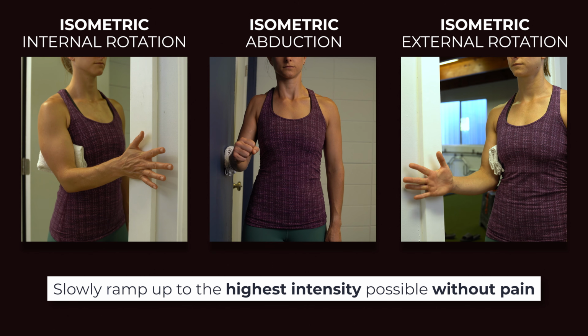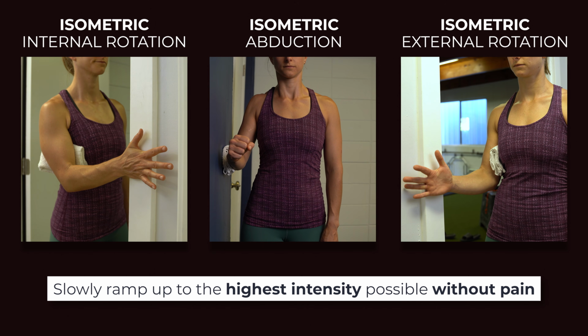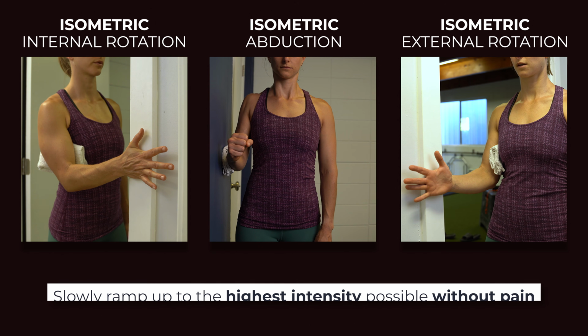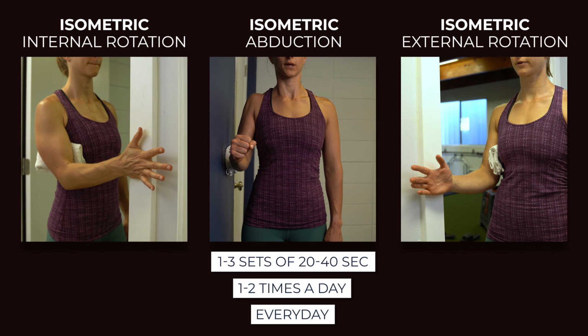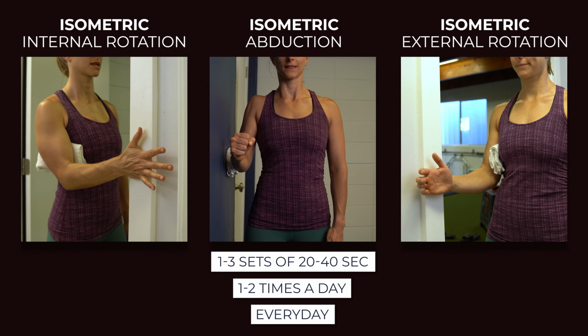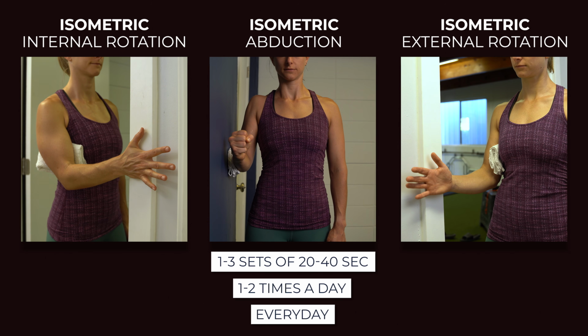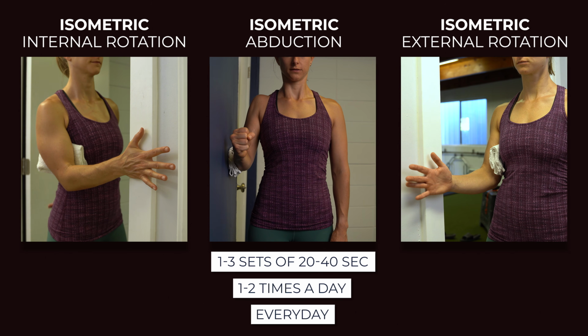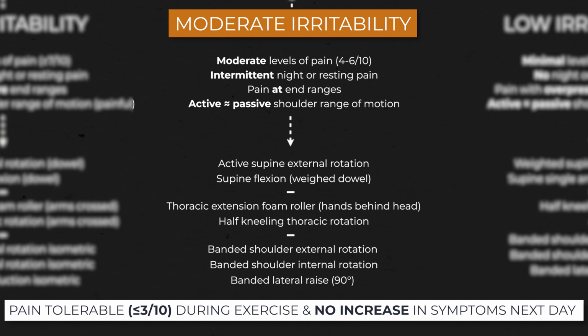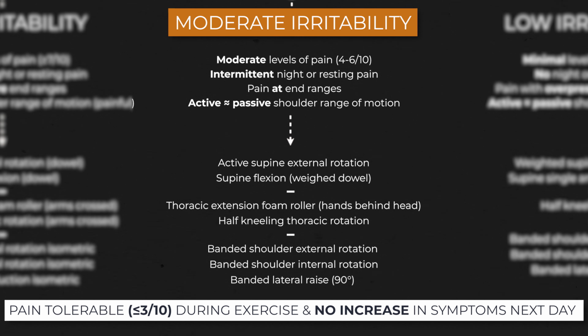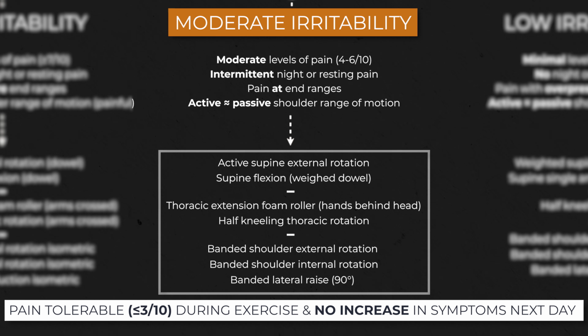For these, slowly ramp up to the highest intensity possible without pain and hold for a duration of 20 to 40 seconds. Perform 1 to 3 sets, 1 to 2 times a day, every day, or within tolerance. If you have moderate irritability, keep pain tolerable during exercise and make sure you do not have an increase in symptoms the next day. Continue the previous exercises, or if tolerated, here are some progressions.